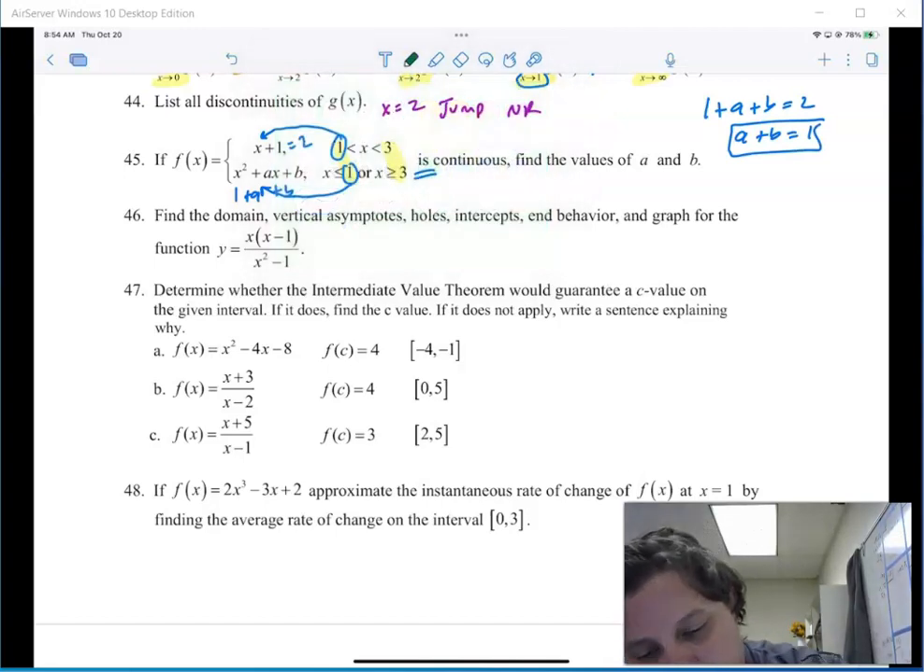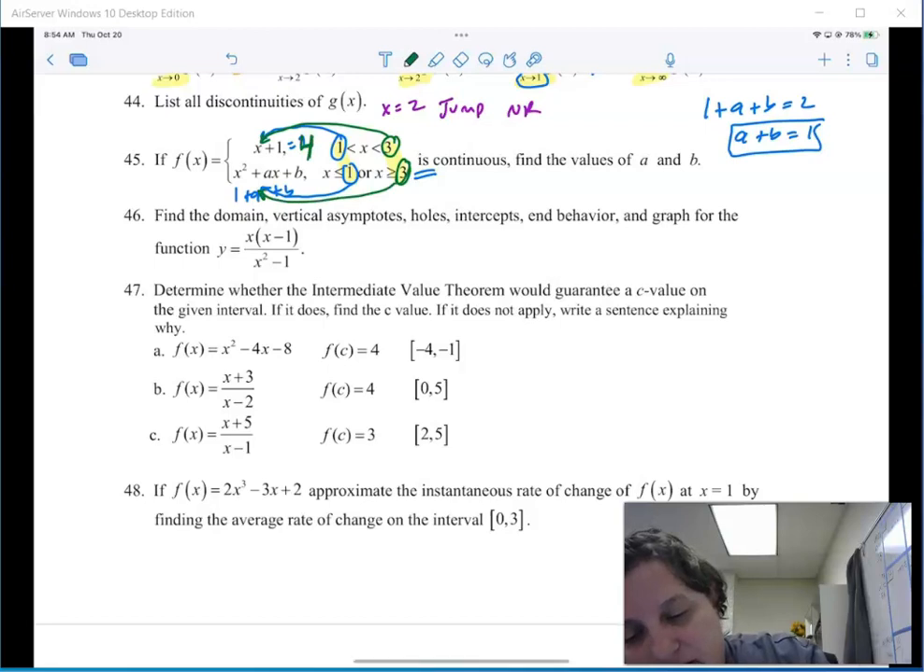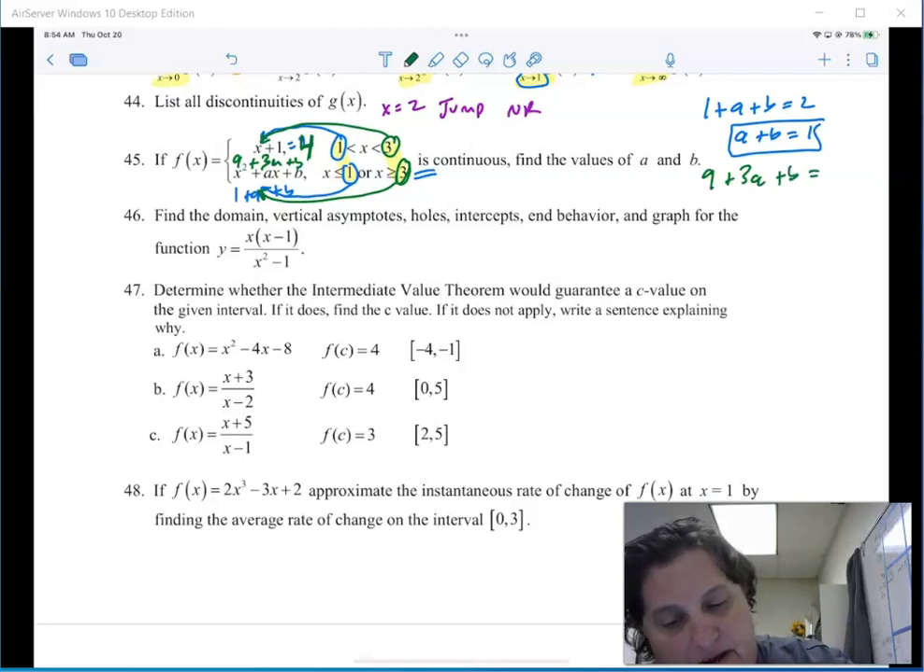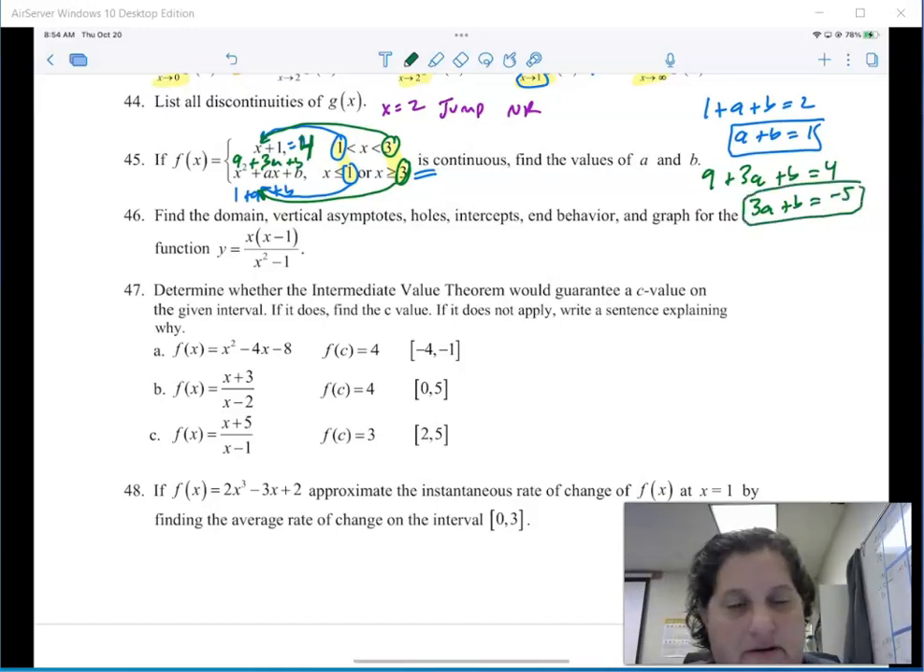Then I'm going to check this one. At 3, I'm going to plug that in. 3 plus 1 is 4. And at 3, if I plug that in, 3 squared is 9 plus a times 3, I'll call it 3a plus b. Okay, so my next equation is 9 plus 3a plus b equals 4. If I subtract the 9 over, 3a plus b is negative 5. And then we've got to solve these equations.